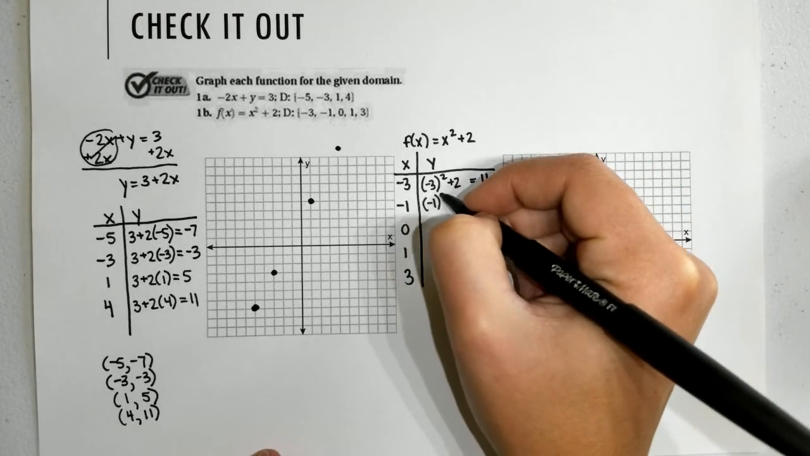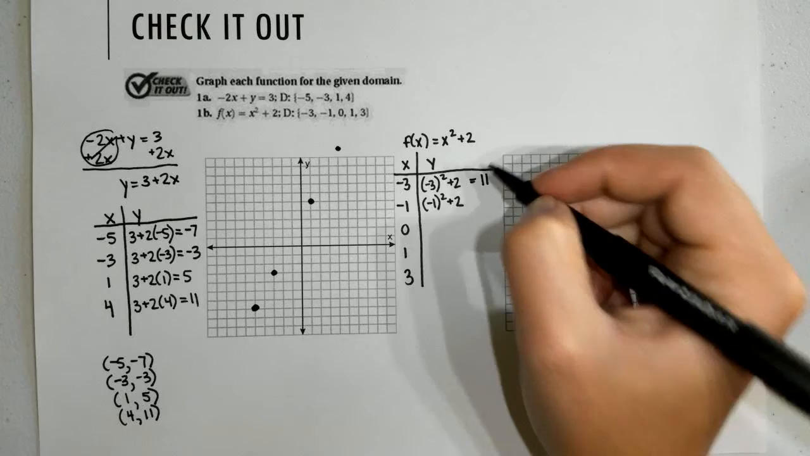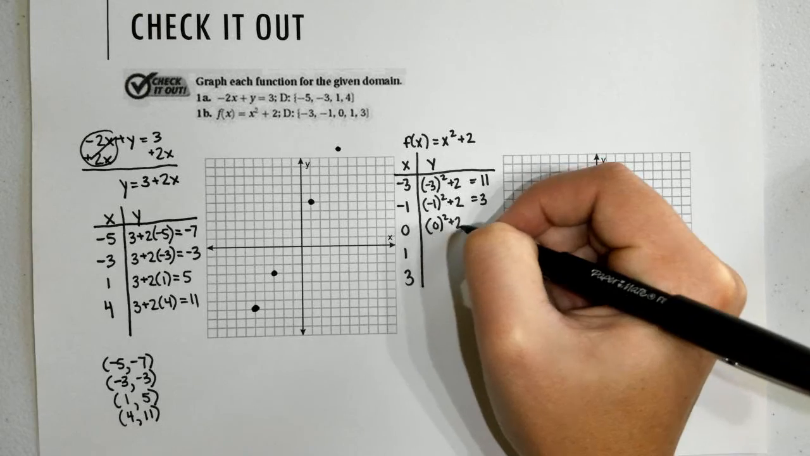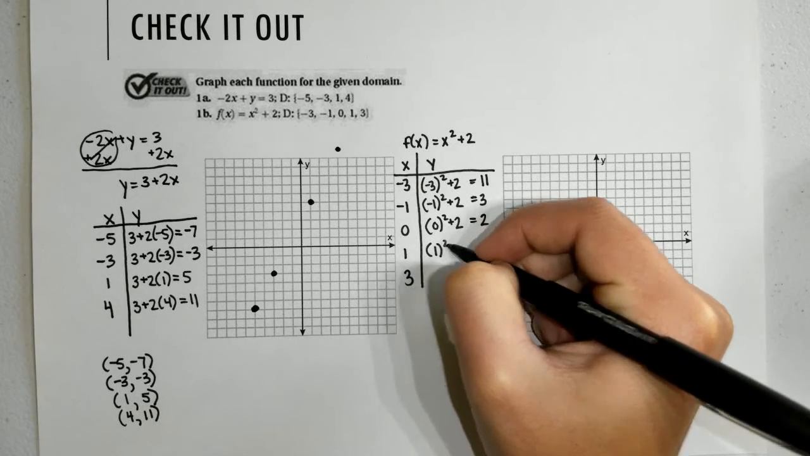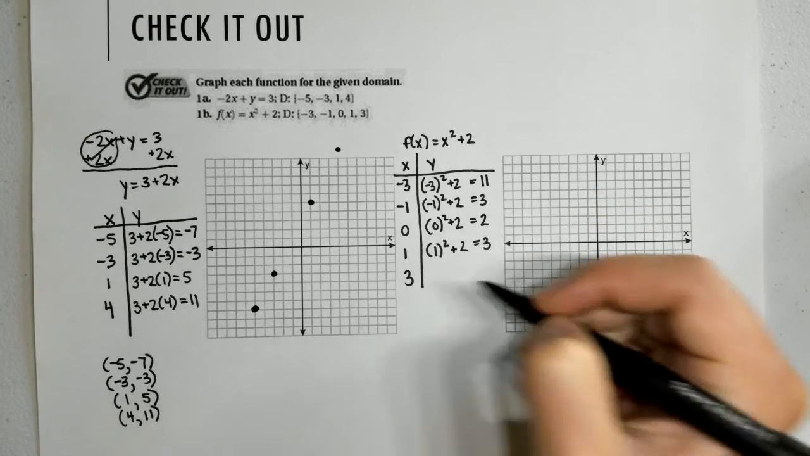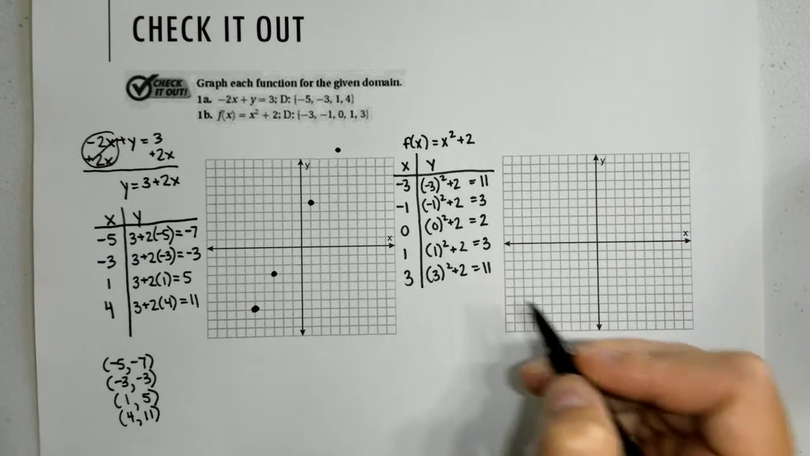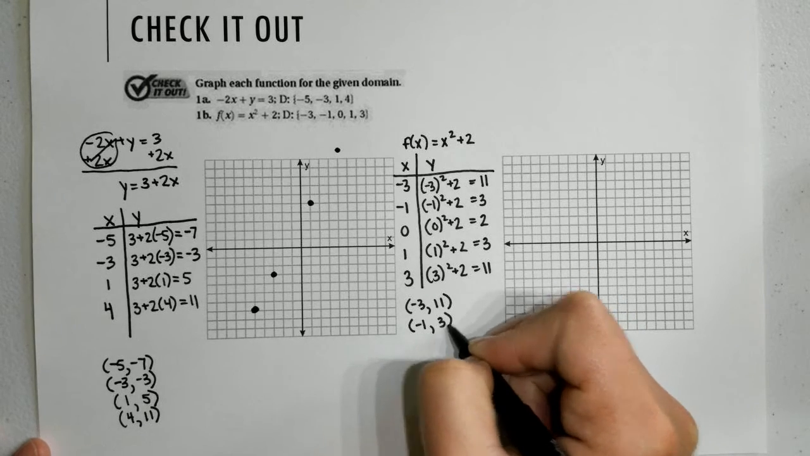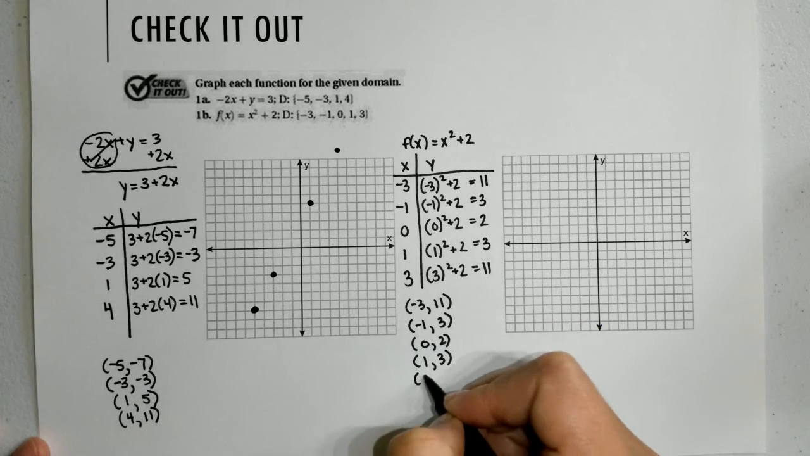And then I'm going to have negative 1 squared plus 2. Negative 1 times negative 1 gives me a positive 1, plus 2 gives me 3. And then I'm going to have 0 squared plus 2. 0 squared is 0, plus 2 is 2. And then I'm going to have 1 squared plus 2. 1 squared is 1, plus 2 gives us 3. 3 squared is 9, plus 2 gives us 11. So our ordered pairs are negative 3, 11, negative 1, 3, 0, 2, 1, 3, and 3, 11.